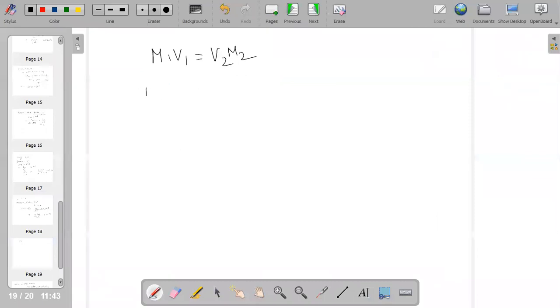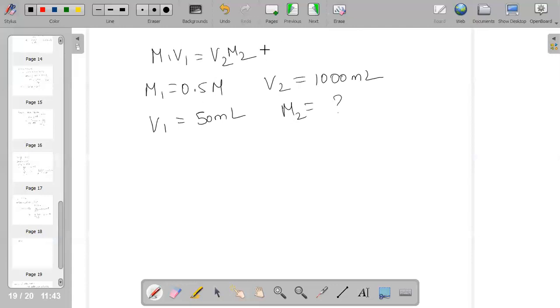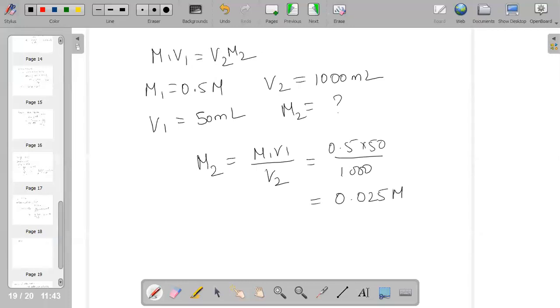So here they have given us M1, which is equal to 0.5 M, and V1, that is equal to 50 ml, and V2, we are considering 1000 ml, and M2 is unknown. So it becomes very simple to substitute in this formula, and we can calculate our M2 as M1 V1 divided by V2, which is 0.5 into 50 divided by 1000. So you will get this value to be 0.025 M.